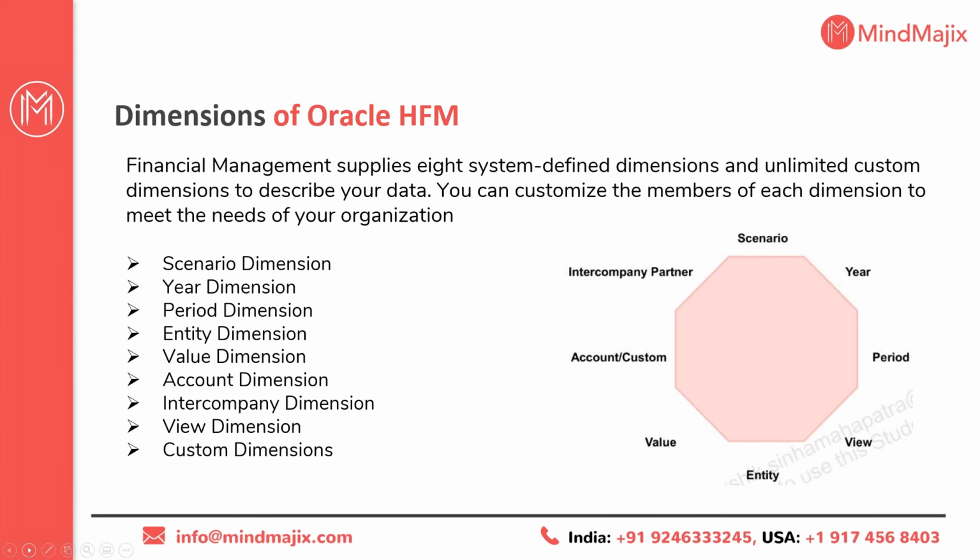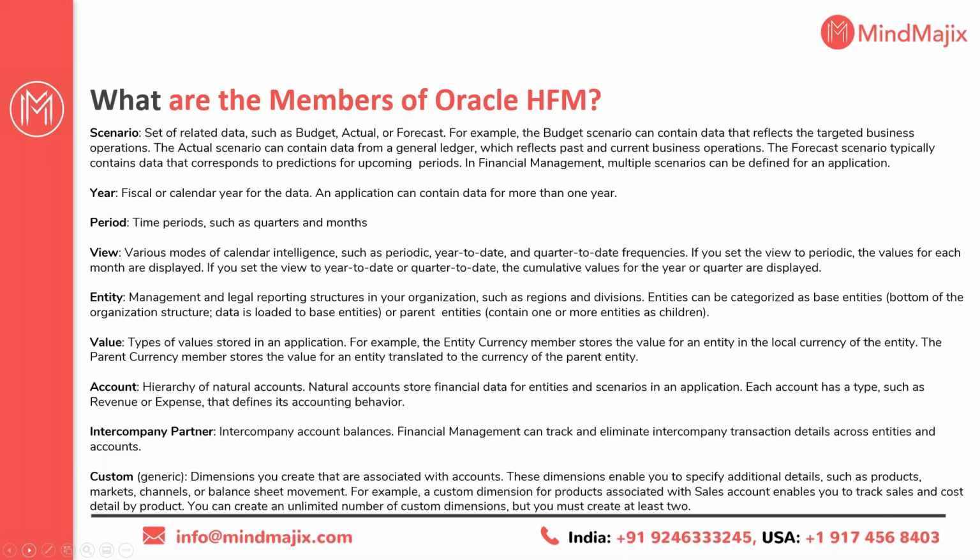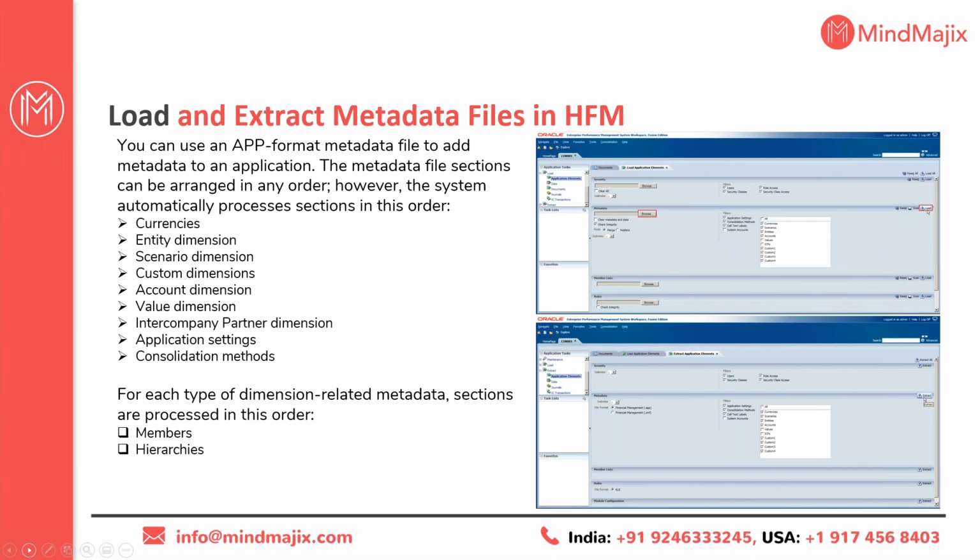Okay, so this is a quick overview of the dimensions and the kind of members that we have. Now, how to load and extract. If you have worked in HFM, this is the workspace screen where we have the application elements where you can load the data, as a .app file or .xml file. In a .app file you will have all these 8 dimensions, along with the application settings, the consolidation method, the number of members, as well as the hierarchy, like this is reporting to that, that is reporting to that, in all those cases.